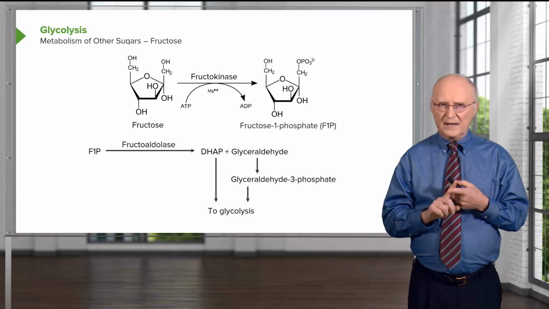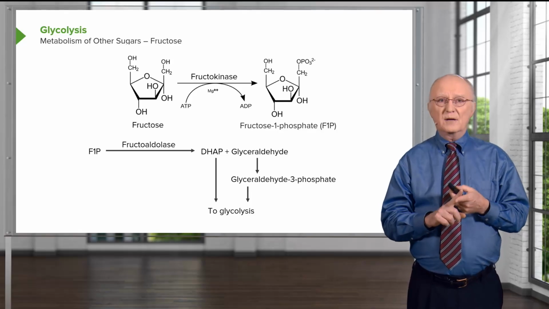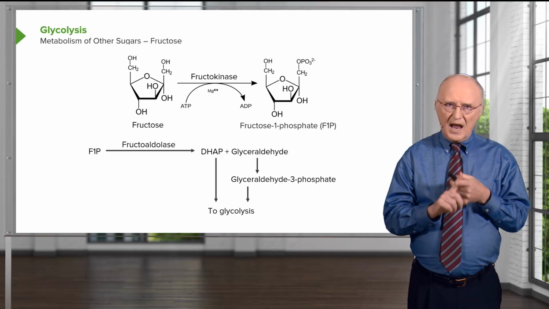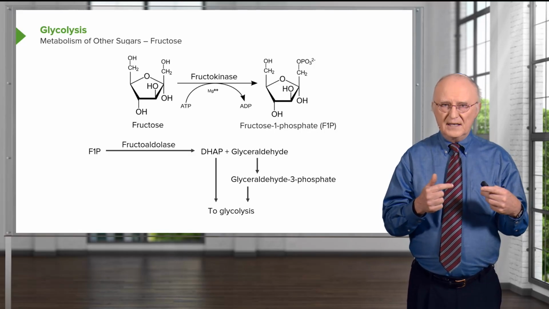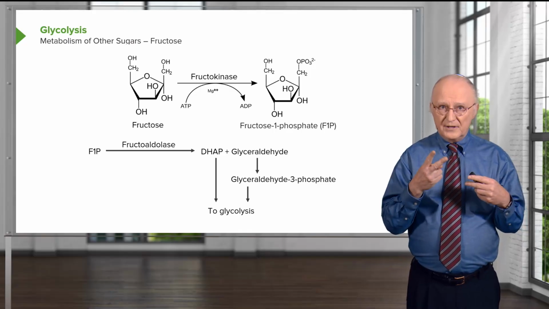Fructose 1-phosphate is the target of another enzyme called fructoaldolase. And what fructoaldolase does is it converts fructose 1-phosphate into 2 molecules of 3 carbons each.